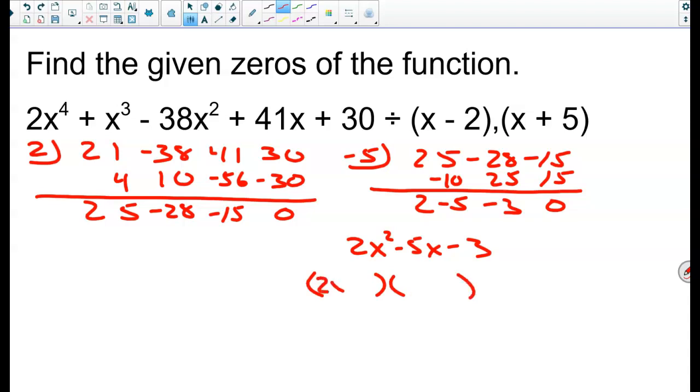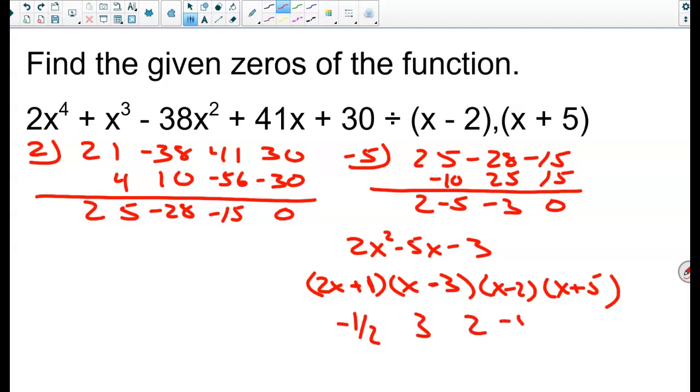That factors to 2x and x, and my factors are 3 and 1. I'm going to put the 3 here and the 1 here. Negative, positive. And I've got to write my other 2 given factors down. My zeros are what makes each parenthesis equal to 0 here: negative 1 half, 3, 2, and negative 5.